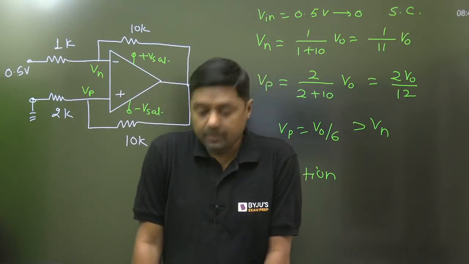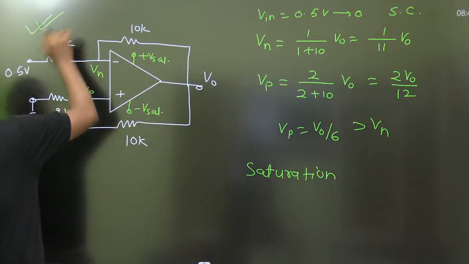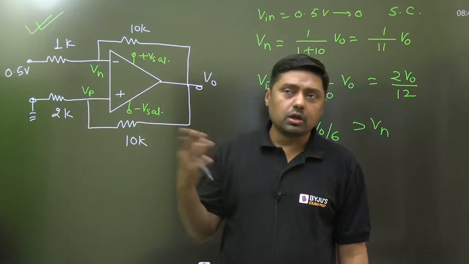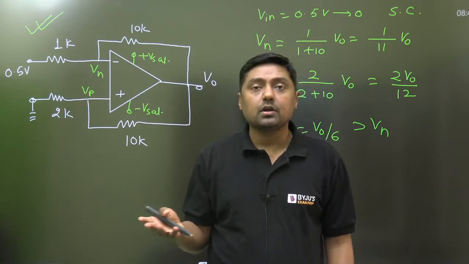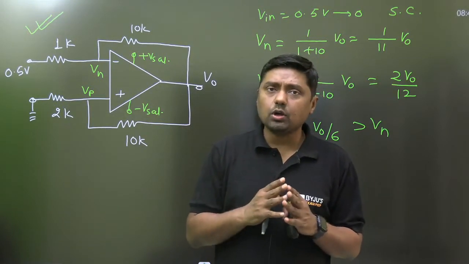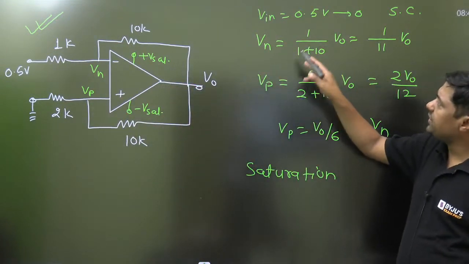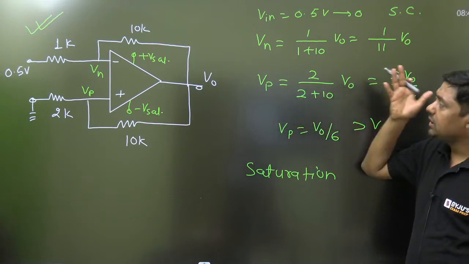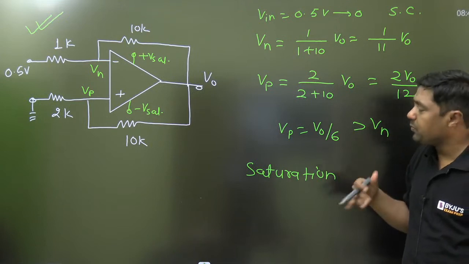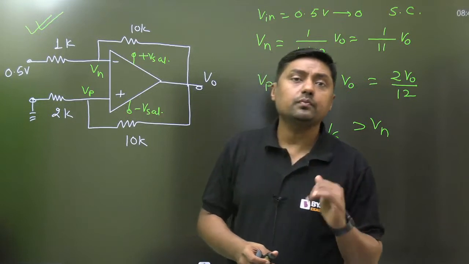We have to check how to identify negative feedback and positive feedback, and which feedback is dominant. If there is a current source, always remember, we already had some questions in previous year question papers. If a current source is available, make it open circuit. Or if a voltage source is at the input side, make it short circuit, get the Vp, get the Vn. If Vn is greater than Vp, negative feedback. Vn is less than Vp, positive feedback. If positive feedback is dominant, the op-amp enters into saturation.